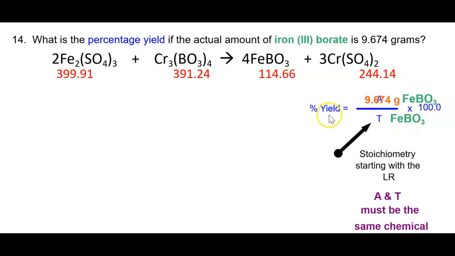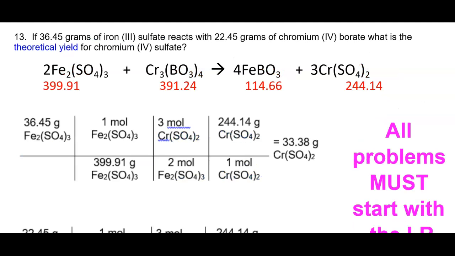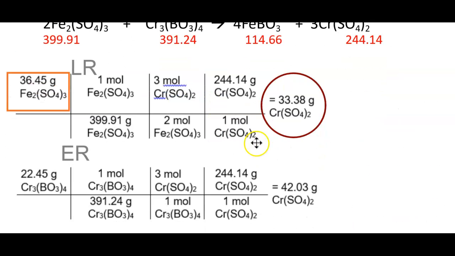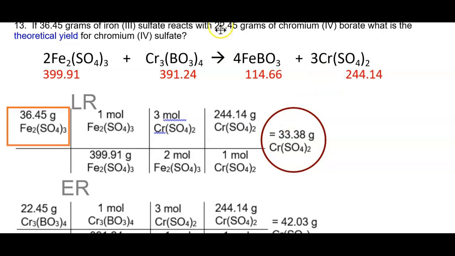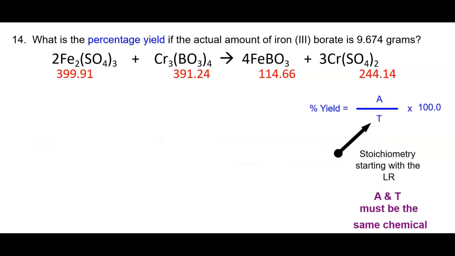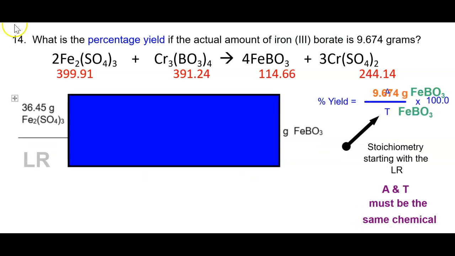So if we look back to problem 13, we do not know how much iron borate is made starting with the limiting reactant. So we can't just guess, we're going to have to do a calculation. Okay, so we're going to start with our limiting reactant that we established earlier in the problem, and we're going to go to iron borate with a grid.